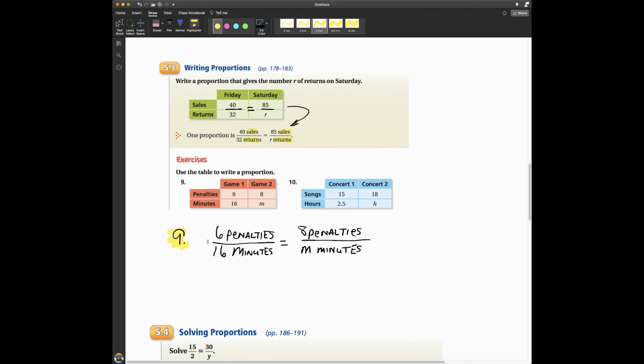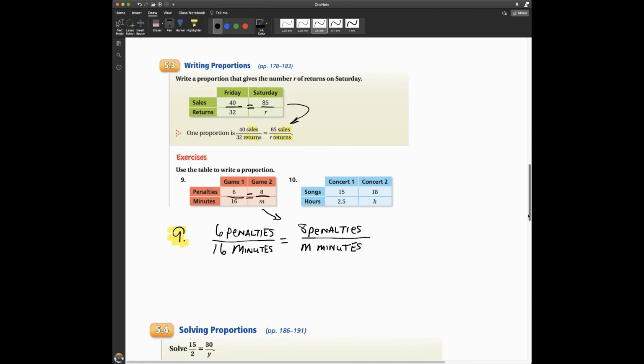So you can see here, I solved problem 9, doing the same thing that I just showed above. I put 6 over 16 and 8 over m and put an equal sign in between them. And then this is the proportion that I have. All right, so you can pause the video now, and if you want more practice, you can work out problem number 10.